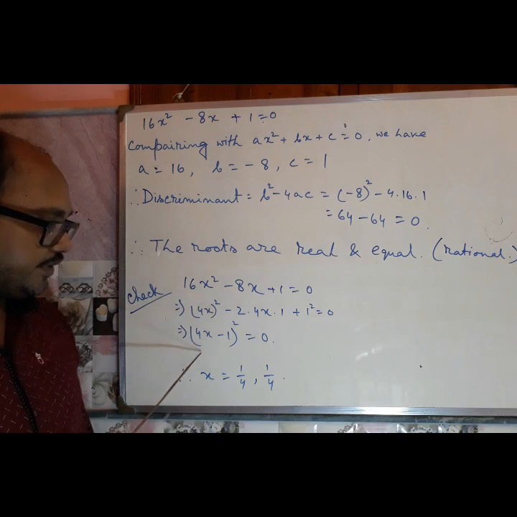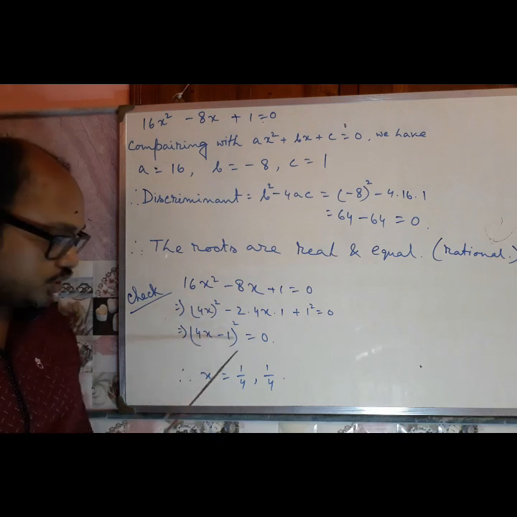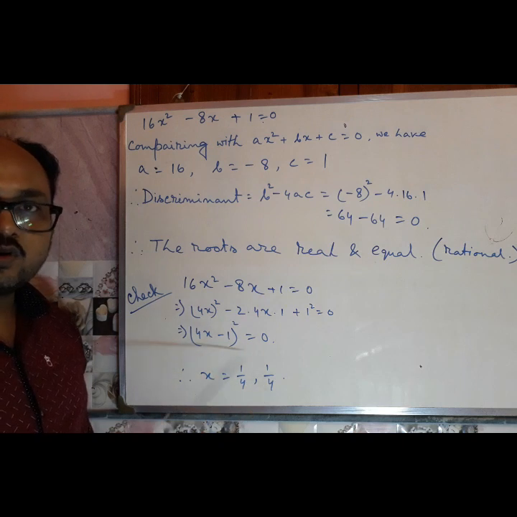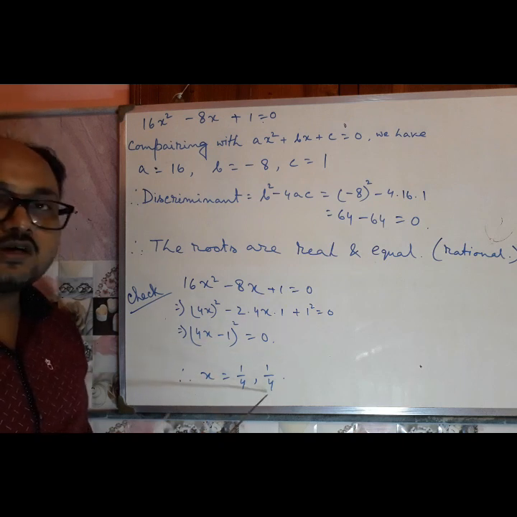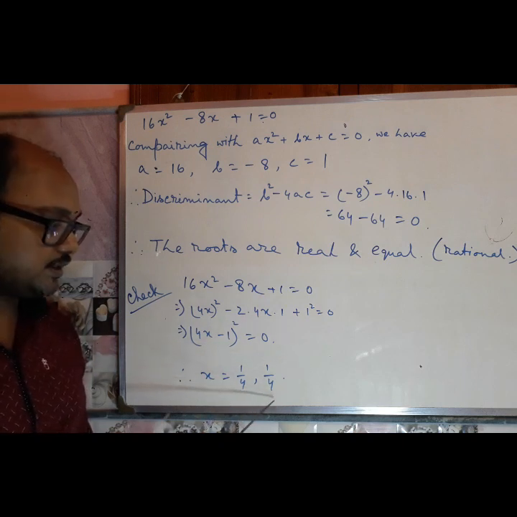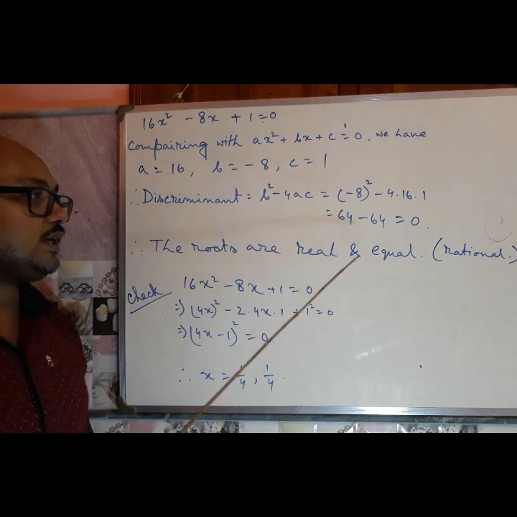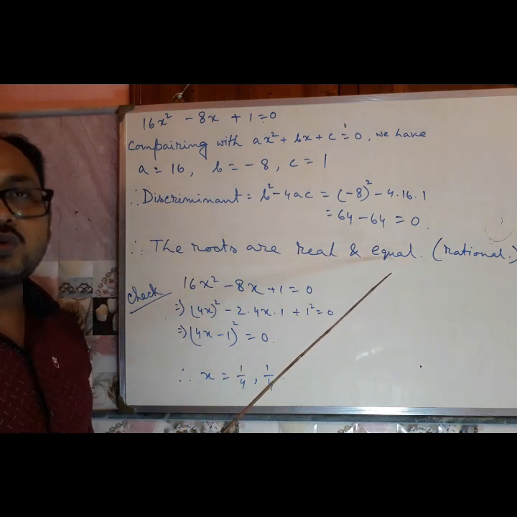After factorizing, we will get 4x minus 1 whole square. 4x minus 1 equal to 0, that means x is equal to 1 by 4. Again 4x minus 1 is equal to 0, that means x is equal to 1 by 4. Both the roots are equal, that is 1 by 4 and 1 by 4, and they are rational also. That means ultimately we got that the roots are rational and equal.